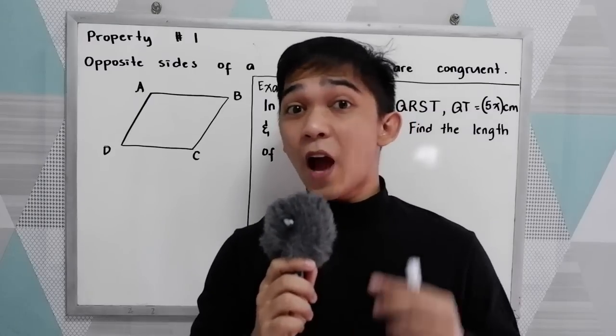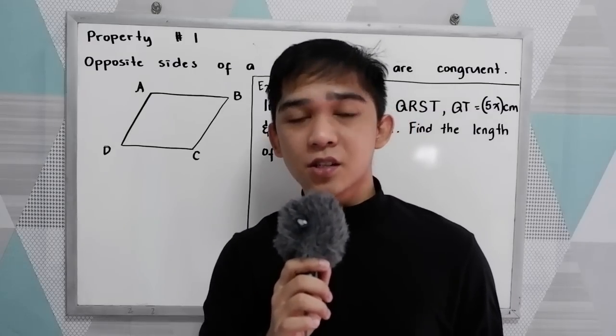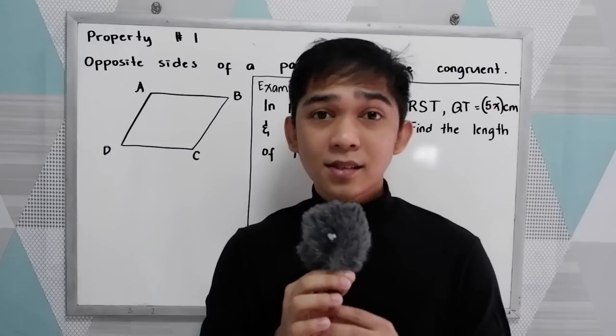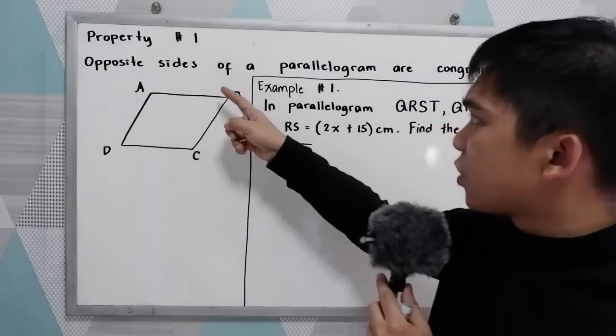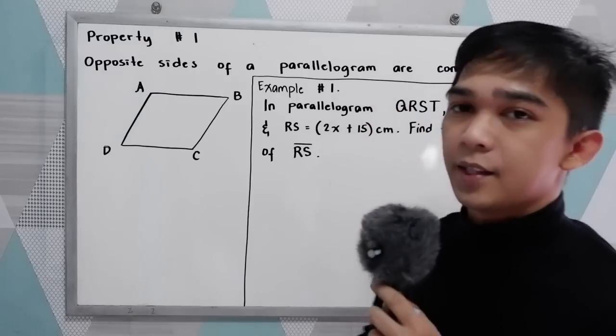Good day everyone. Today I will be discussing to you the properties of parallelogram. Let's start with the first property. Opposite sides of a parallelogram are congruent.